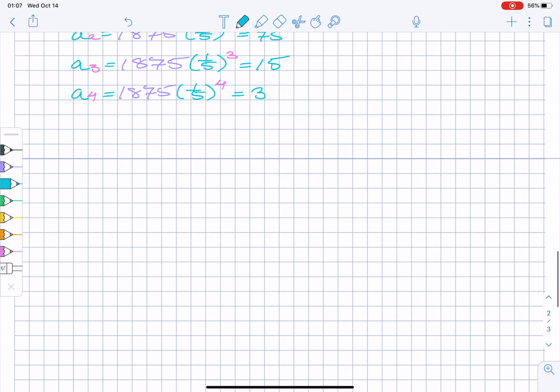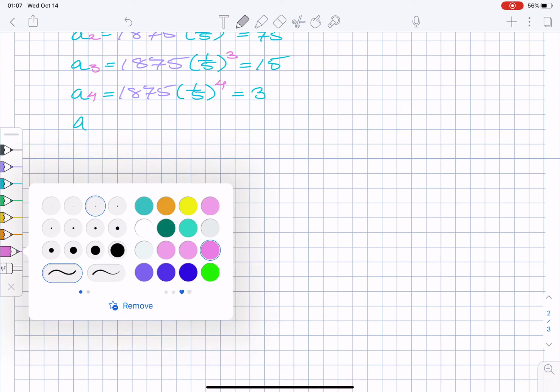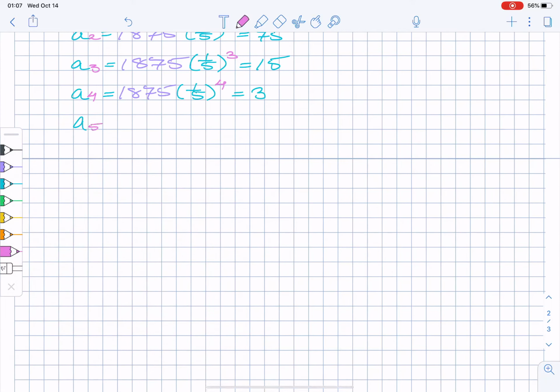Okay, why would I not go to a sub 5? Because what would happen when I go to a sub 5? What am I going to introduce? I'm going to divide the term right above it by 5. So I'm actually going to introduce fractions at that point. And nobody likes fractions, so let's continue.